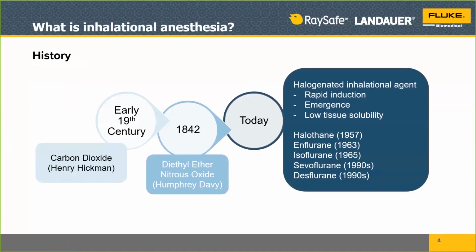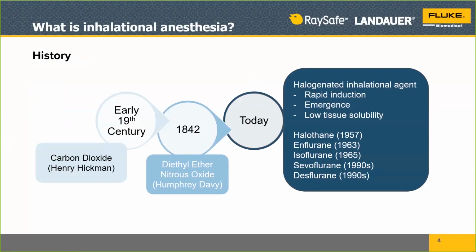So first, I want to start with the history, and this is just a brief history on how this all started. In the early 19th century, Henry Hickman started noticing that by administering carbon dioxide on animals, he started to see a sort of anesthetic effect. And as we moved on to 1842, we got a bit more high tech, and we started using diethyl ether. This was used for some dentistry procedures, and it was also used to remove a growth, and that led to it being accepted as an anesthetic there. And this was also around the time that nitrous oxide was used by Humphrey Davy, and nitrous oxide is something that's still being used today, so that one really hasn't gone out of favor.